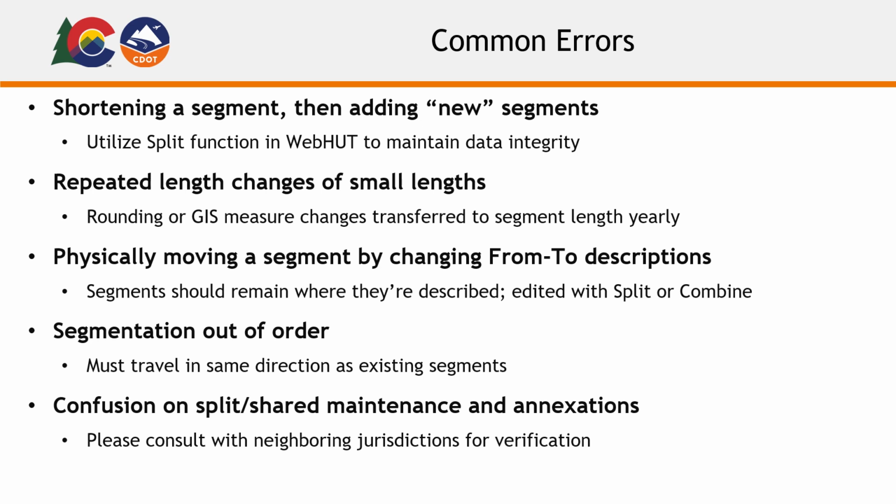Another error more recently seen is the repeated changes in a segment's reported length by very small amounts. This is likely a result of the use of WebHUT's Edit Segment by File Upload tool, where GIS measures are used to update lengths in bulk, or where rounding is causing lengths to change repeatedly when the road has not actually changed. These types of changes represent the same effort level to accommodate as an actual road extent change, yet do not result in significant funding changes for the jurisdiction and are discouraged.